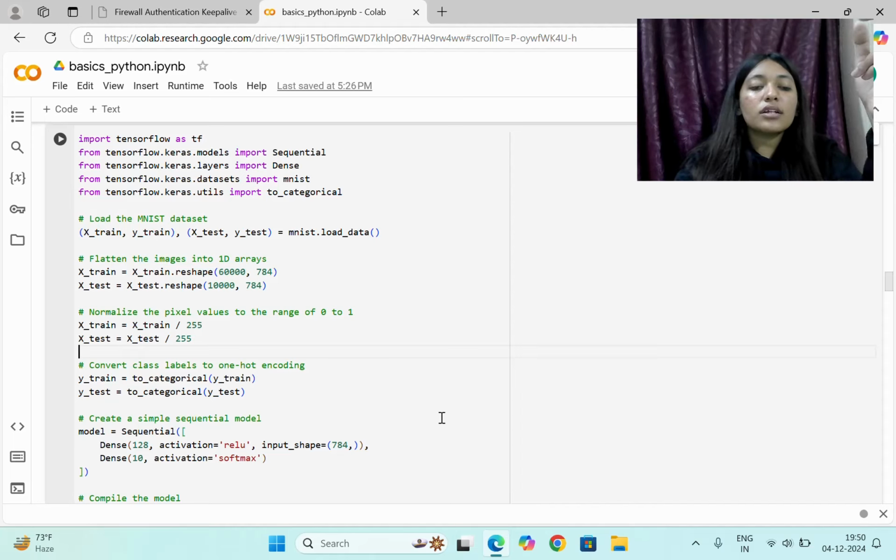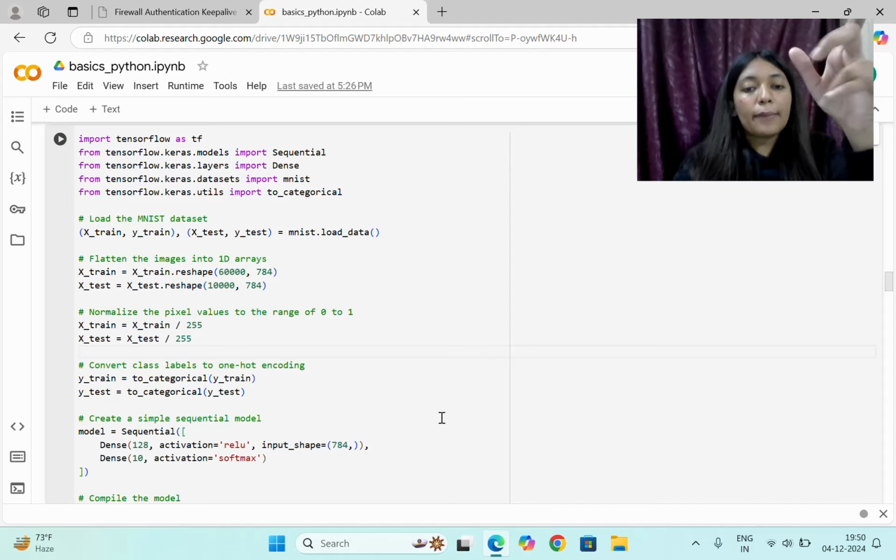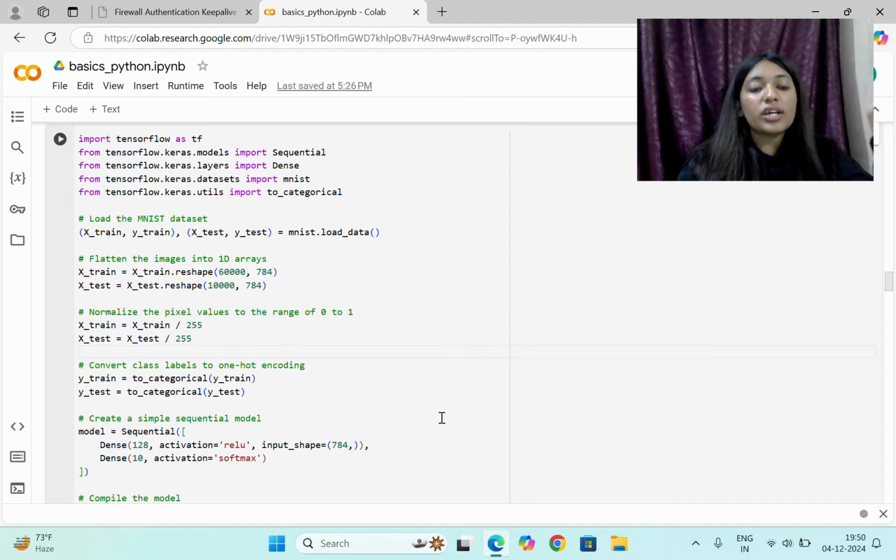Next we have to load the MNIST data set, that is x_train, y_train and x_test, y_test. Splitting the data with MNIST load_data. Okay, now we are going to identify the shape by flattening the images into 1D arrays.